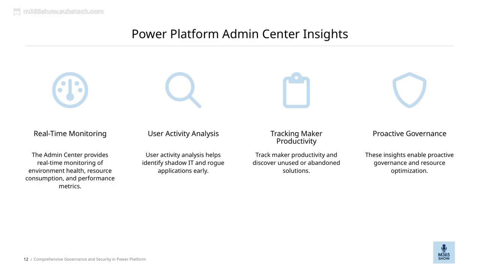User activity analysis is another crucial feature. It allows us to spot shadow IT or rogue applications early on, which is vital for maintaining security and compliance. And finally, the real-time monitoring capabilities give us a constant pulse on our environment's health, including resource consumption and performance metrics. All these features together empower us to manage our Power Platform environment more effectively, ensuring it remains secure, efficient, and aligned with our organizational goals.